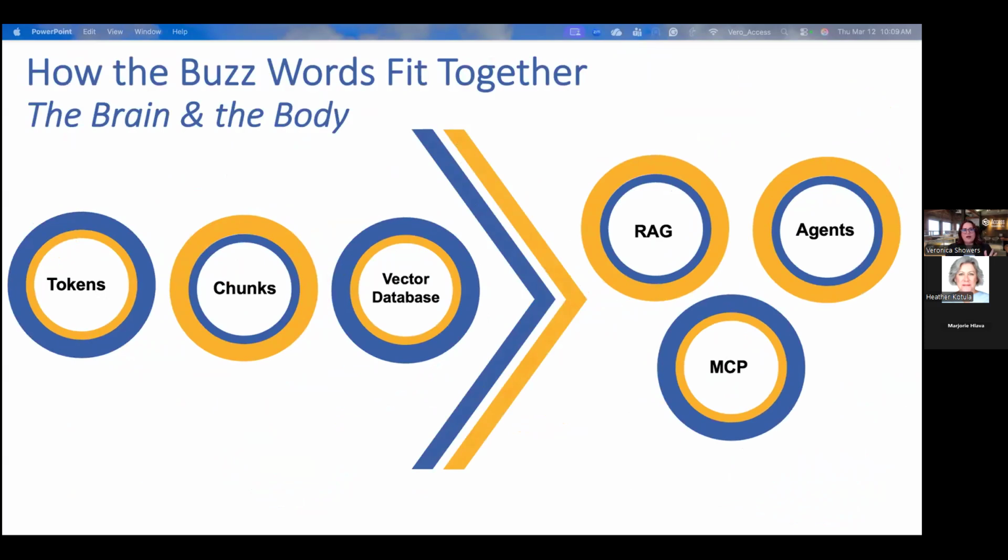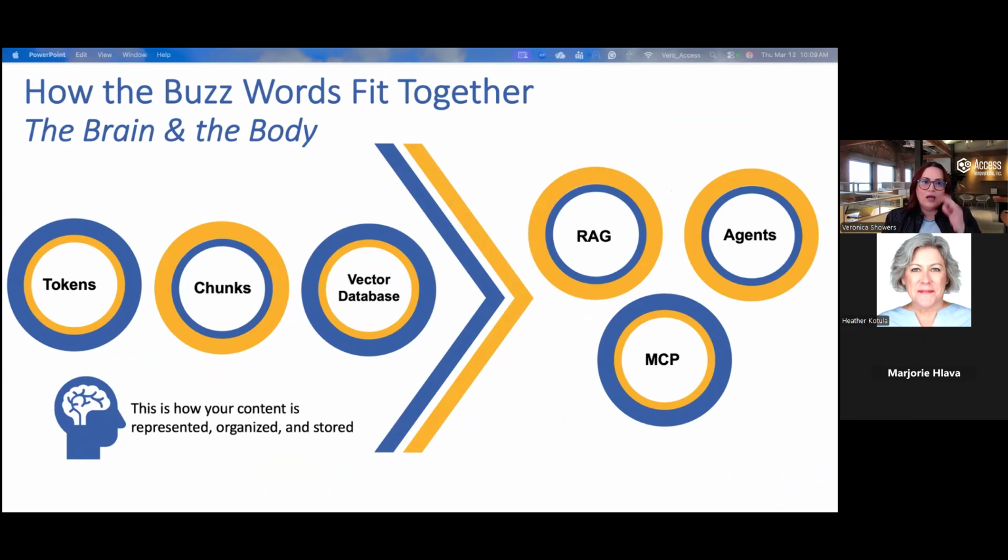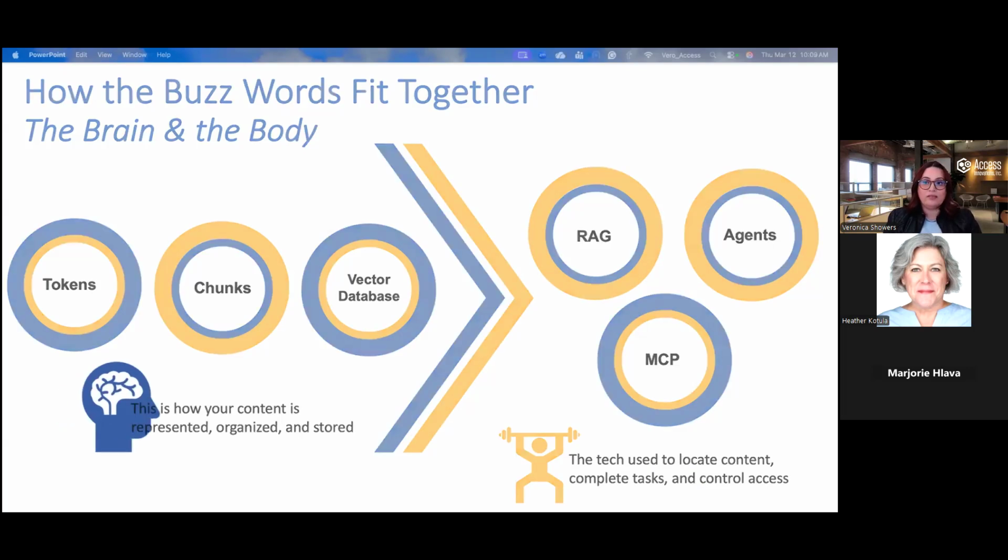And that is the brain and the body. So on the brain side, which is over here, you have tokens, which is a representation of your content. You have chunks, how that content is actually organized, and then it's stored within a vector database. This is the brain. This is how you are able to then create a product that can be sold. On the body side, this is how you can monetize that product with RAG, with agents, and with MCP. And I'm going to be going into what all of these things are in this webinar, starting with the brain.